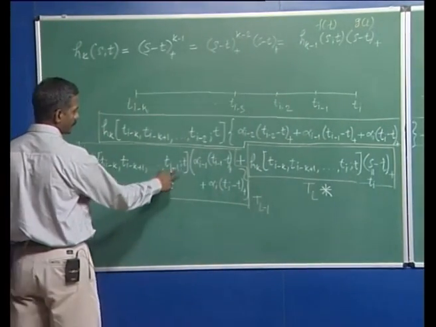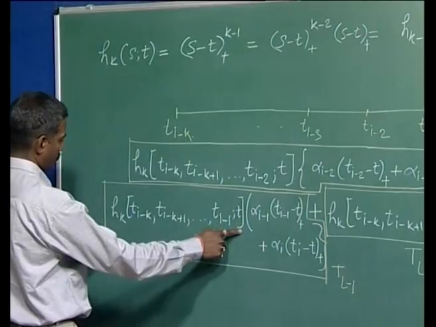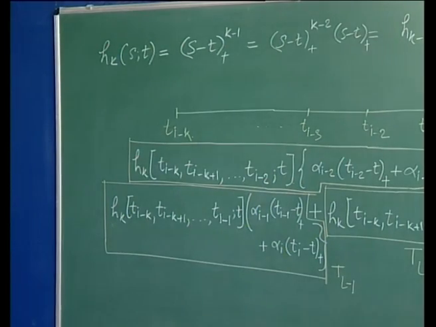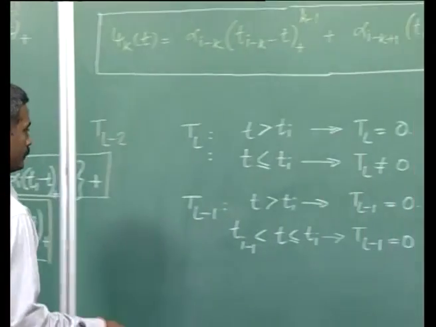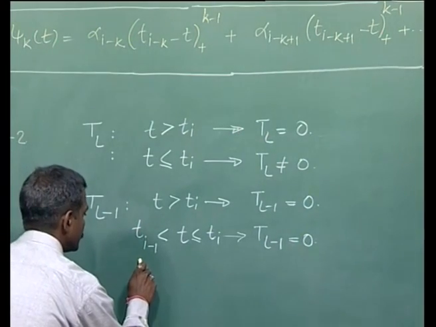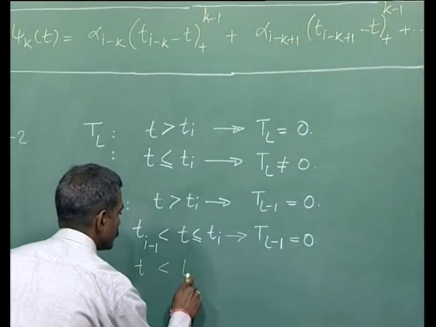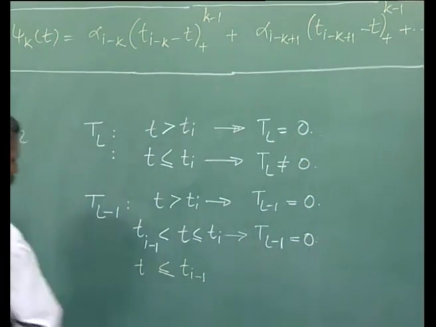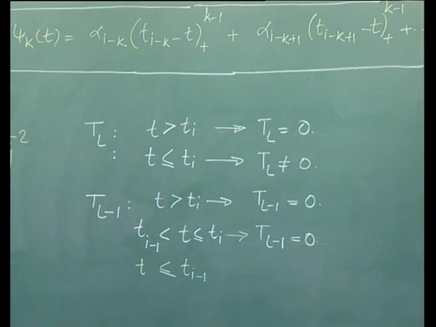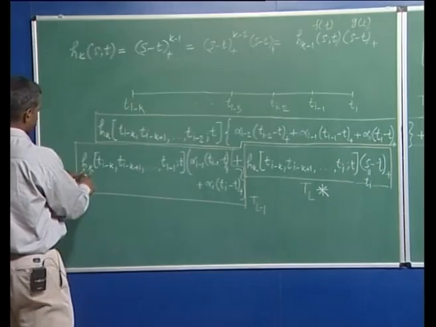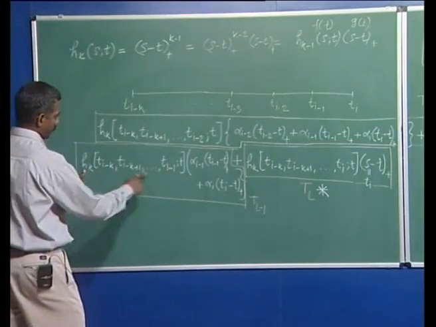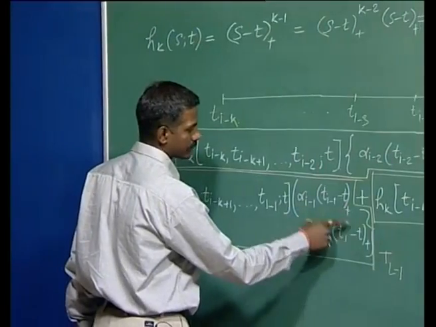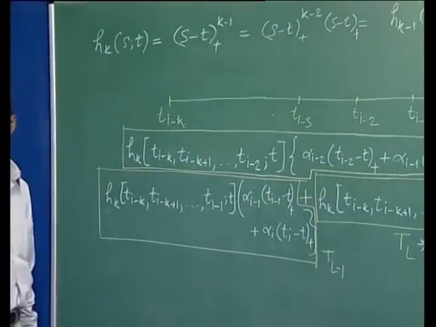It is only for values smaller than t_{i-1} that this expression here will be non-zero. And let's worry about those. So for t smaller than or equal to t_{i-1}, this is non-zero here. Now, what do you have to say about these two terms? I would want you to be very careful.